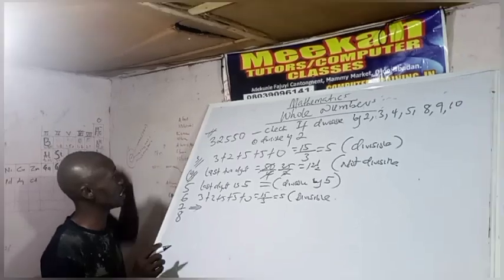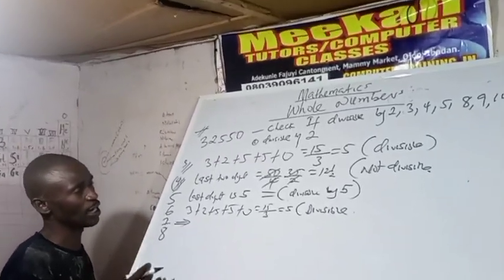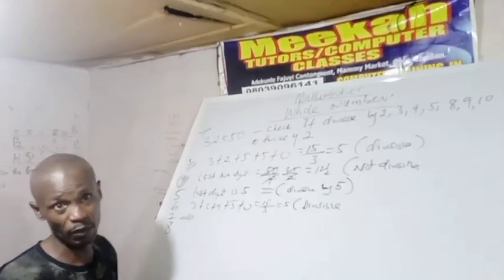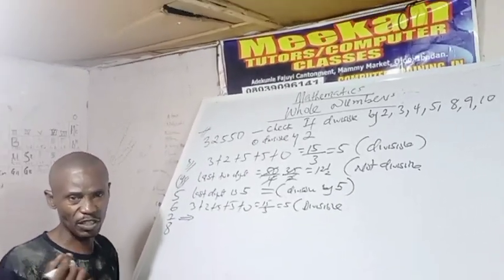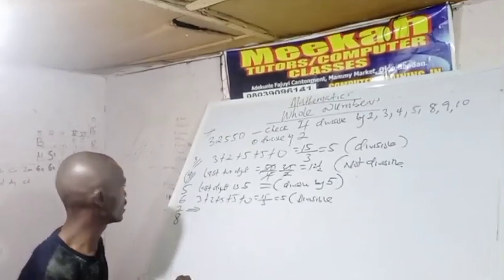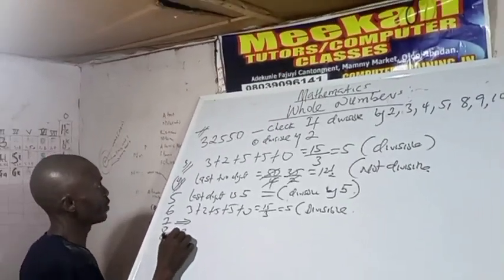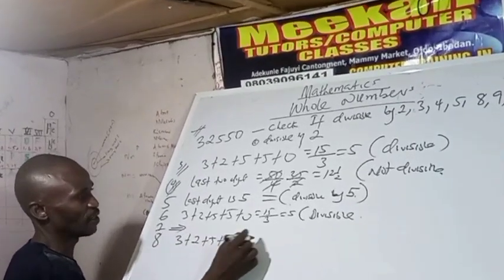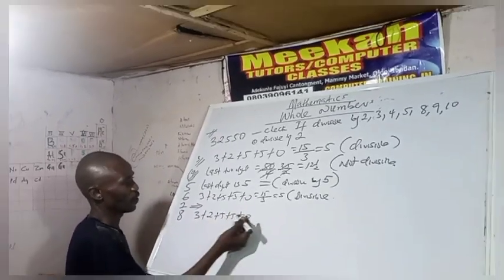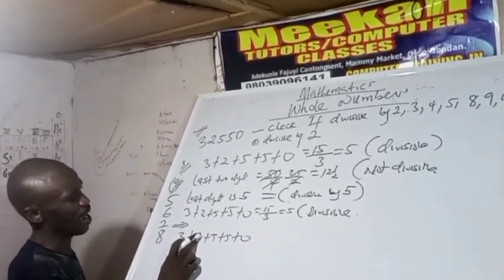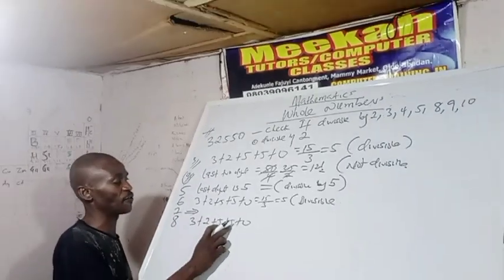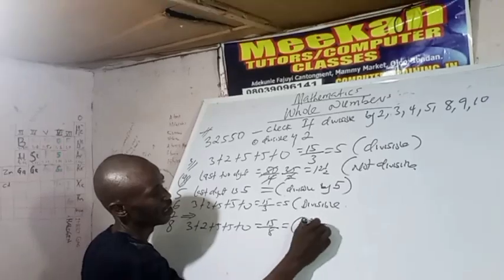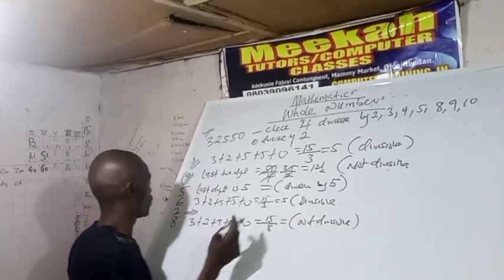Now, when it comes to 8, what's the rule for 8? If the sum of the digits is divisible by 8. Now, let's see. We have 3 plus 2 plus 5 plus 5 plus 0. 5 plus 5, 10, plus another 5, 15. What do you have? 15 divided by 8. You say not divisible, because of course there will be a remainder.